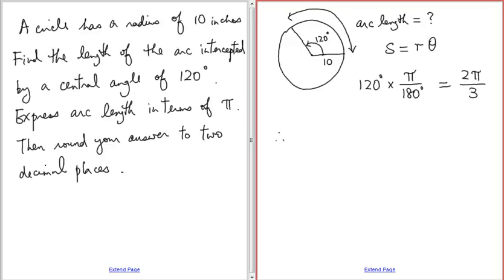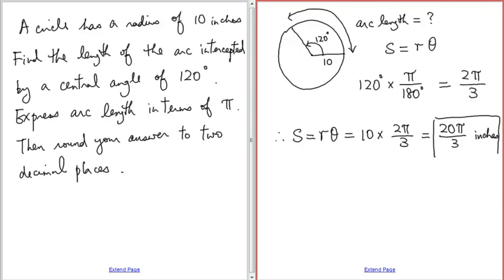So now we could say therefore S is equal to R times theta, which is 10 times 2 pi over 3. So that would give you 20 pi over 3. And what is the unit? Inches. Now, the question is asking us to express the arc length in terms of pi. So definitely, we need to say, hey, this would be one of my answers. But are we done? No, and they ask you the second part.